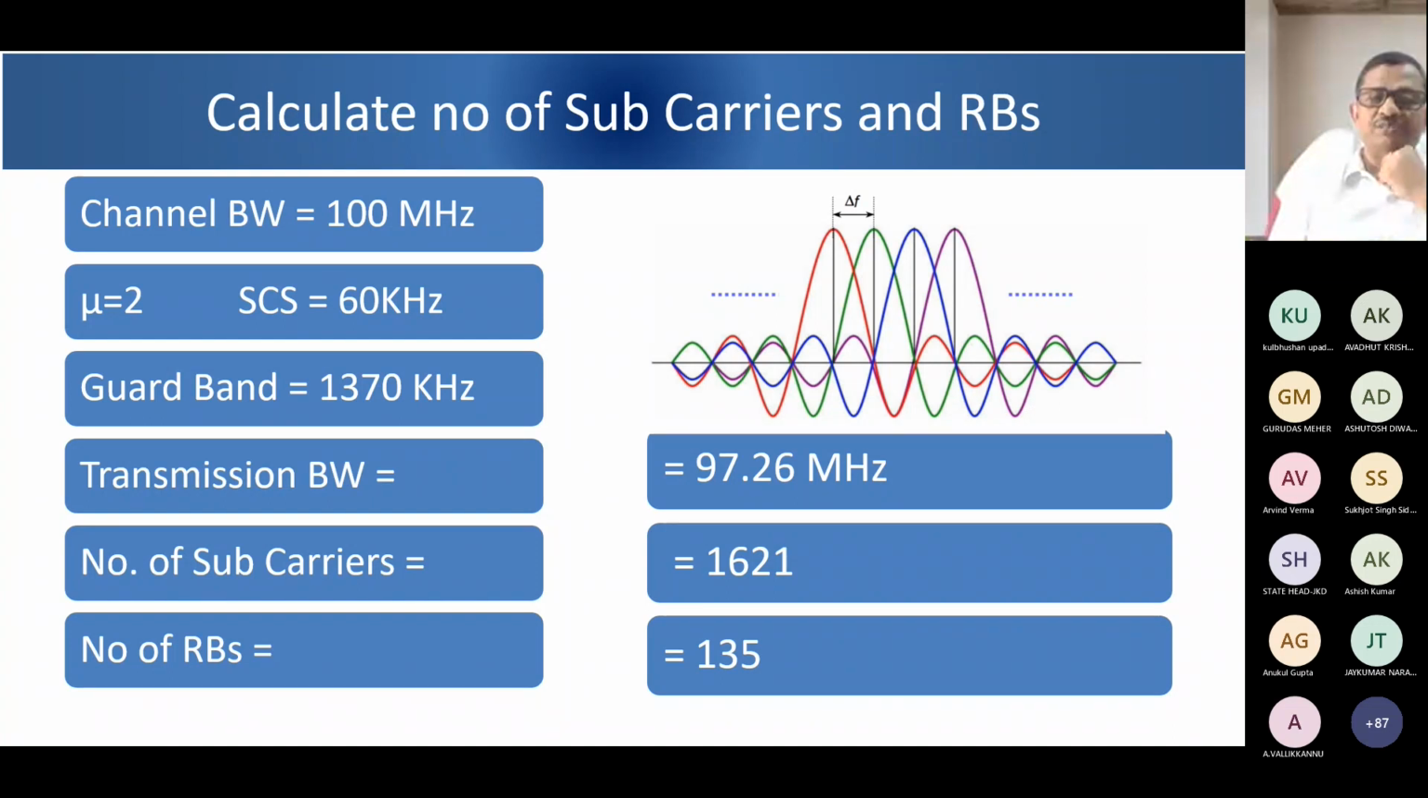97.26 is your transmission bandwidth, 1621 is your subcarriers and 135 RB. So that means in case you have 100 megahertz and you have subcarrier spacing of 60 kilohertz, you will have 135 resource blocks. RB is resource block.